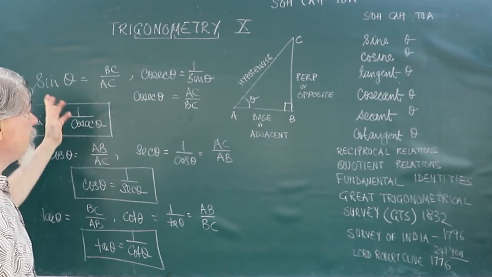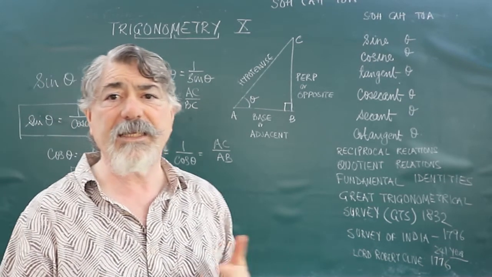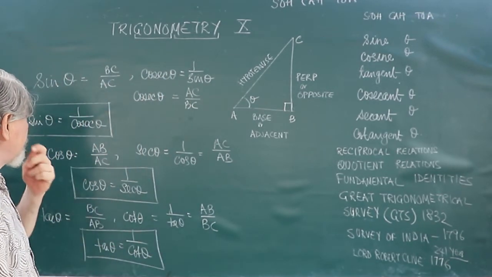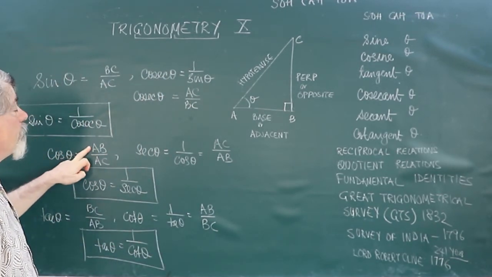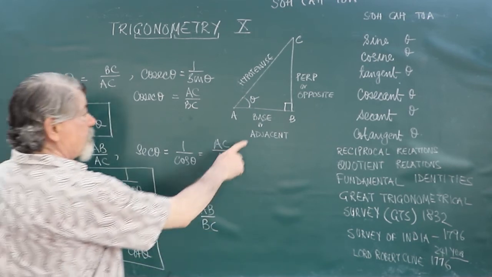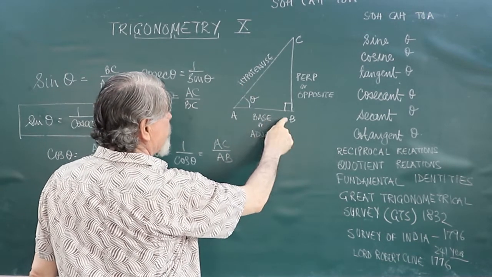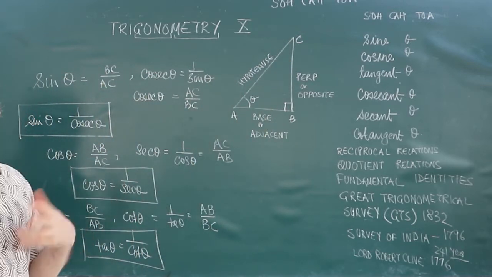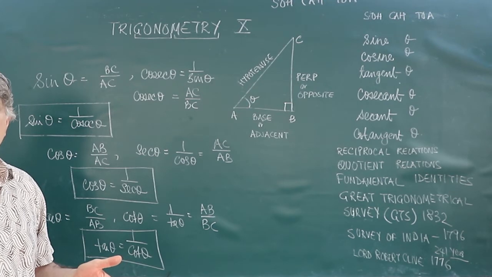Similarly, sine theta is 1 upon cosec theta. Similarly, cos theta is what? Cos theta is base upon hypotenuse. It is AB upon AC. And sec is the reciprocal of cos.